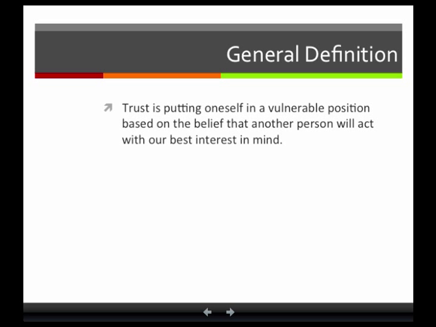So we're going to work with the definition that trust is putting oneself in a vulnerable position based on the belief that another person will act with our best interest in mind. So there's a vulnerability or a risk, and there's a belief in the trusted person that they'll do the right thing. Now that's a very general definition, but I mentioned if we go through all of these examples that you hopefully have provided from the previous slides, that there's actually different categories of trust.